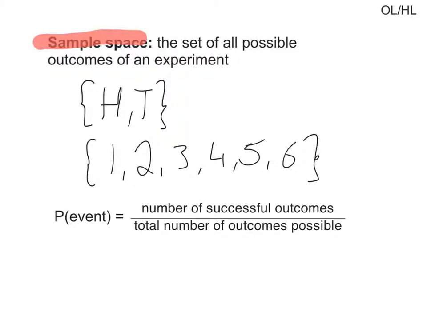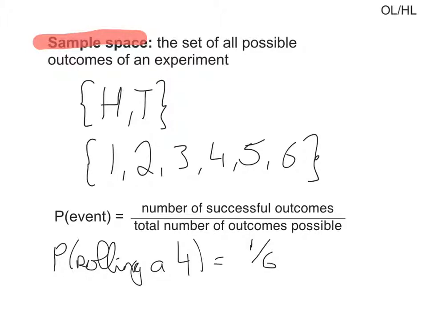We could be asked, what is the probability of rolling a 4? To do this, we use the probability formula that the probability of an event is equal to the number of successful outcomes over the total number of outcomes possible. So the probability of rolling a 4 is equal to, there's only one successful outcome, in this case rolling a 4. And if we are rolling a die, there are 6 outcomes. So the probability of rolling a 4 is 1 in 6.